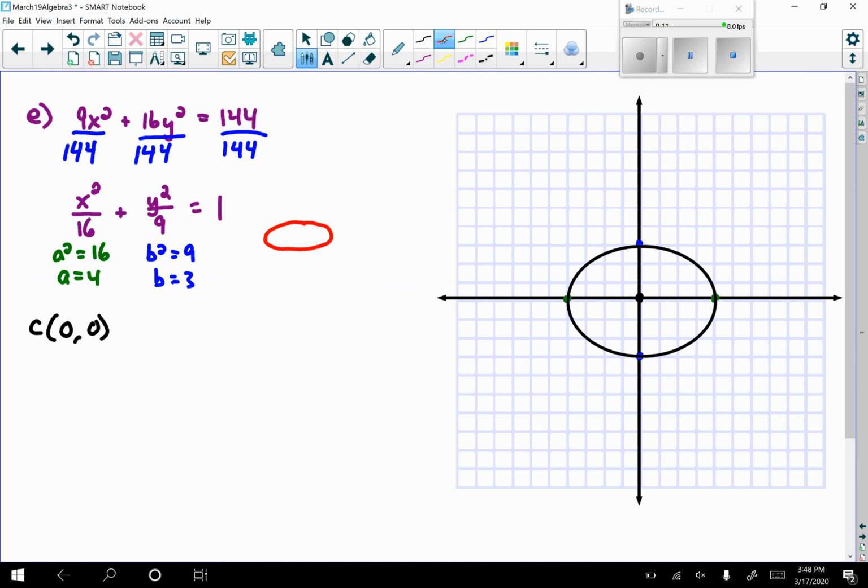And the length of our major axis, as we write in the vertices as well. So we have 4 over here, 4 over here. So just writing in this vertex would be 4, 0, negative 4, 0. This would have a length of 8, 2 times 4.